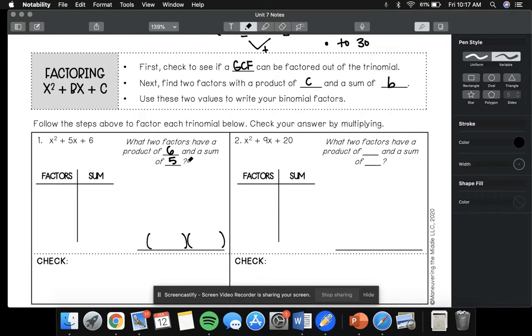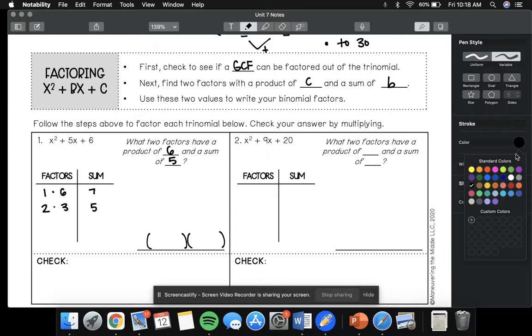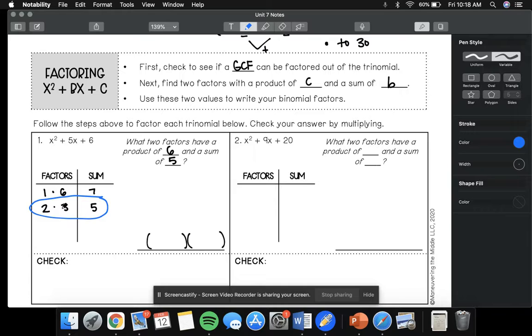So this is always kind of fun. It's kind of like a little puzzle. So what we're going to do is write our factors of 6. What multiplies to 6? Well, 1 and 6 multiply to 6, and 2 and 3 multiply to 6. But we also have to check the other half of the puzzle because it has to have a sum of 5. When I add 1 and 6, I get a sum of 7. And when I add 2 and 3, I get a sum of 5. So it looks like the answer to my puzzle will be 2 and 3. So to write my binomials, I'll do x plus 2 and x plus 3.